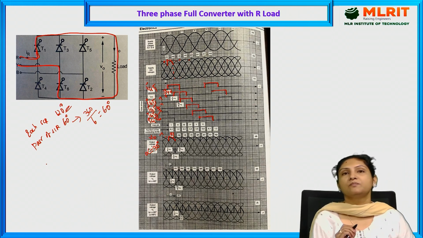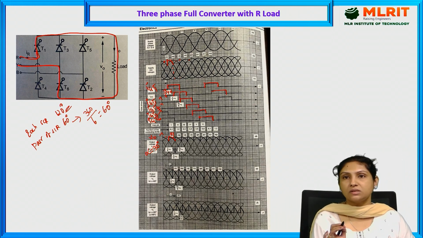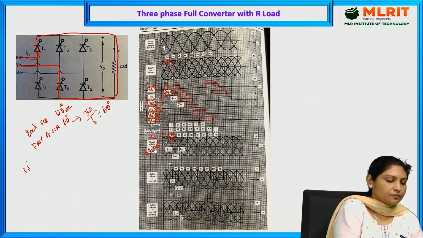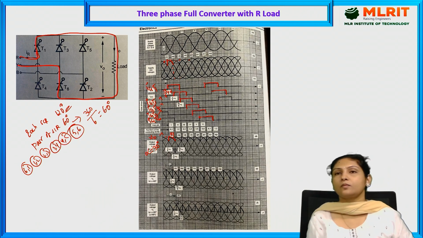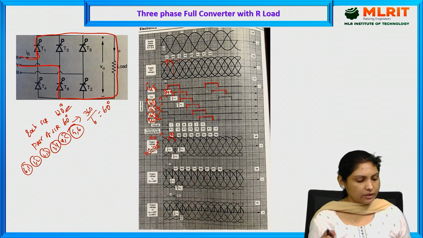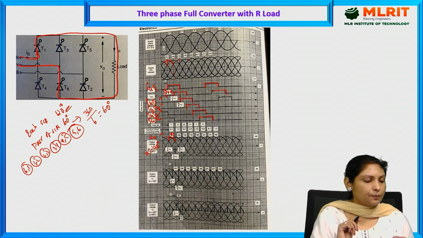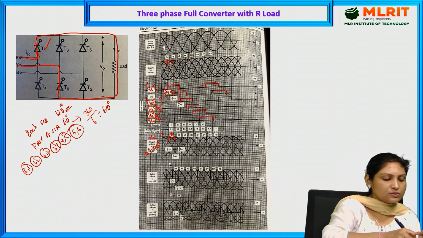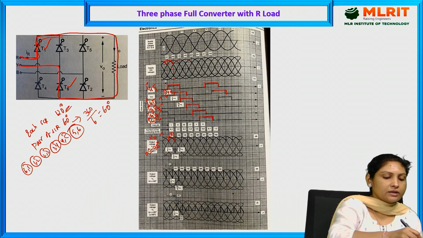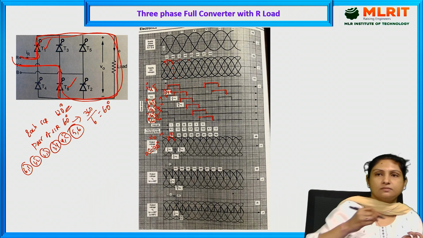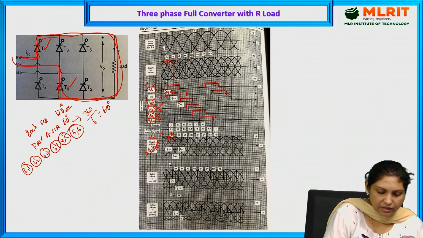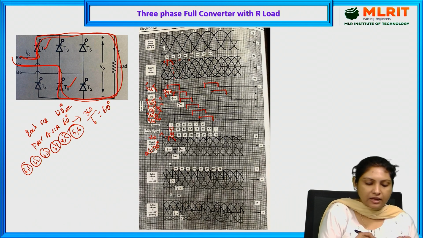So let me give you the sequence in which the devices will be conducting: 6-1 is one sequence, 1-2, 2-3, 3-4, 4-5 and 5-6. This is how the thyristors will be conducting. Since the RY phase is appearing, thyristor 1 as well as T6 will be conducting current through the load in this direction. So here, RY phase, let me write it down, thyristors 6 and 1 are conducting, and this is interval 1.